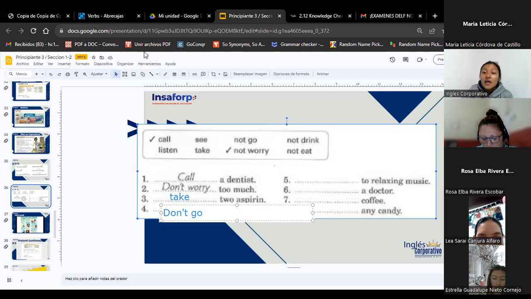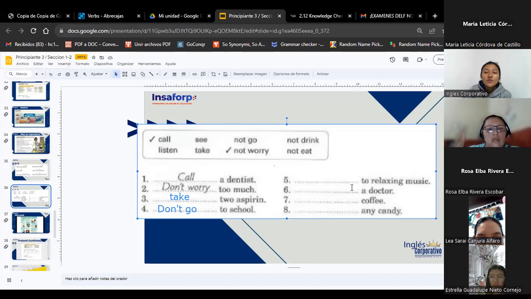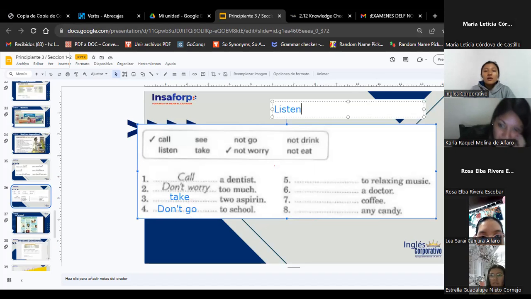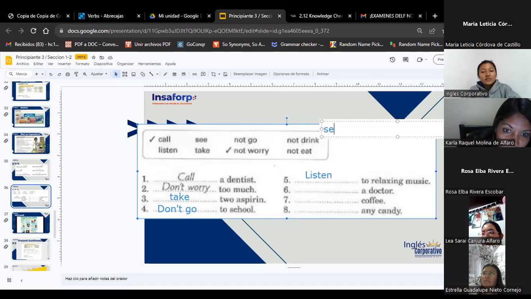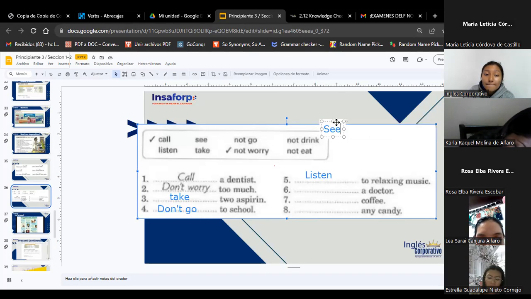The other one, we have relaxing music. What is the verb for this one? Listen. Exactly. Listen to relaxing music. What about number six? A doctor. See a doctor. Excellent. It will be see a doctor. Perfect.